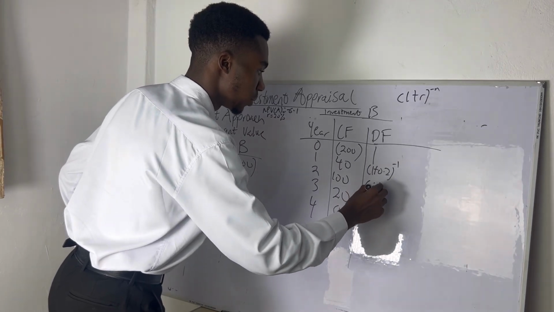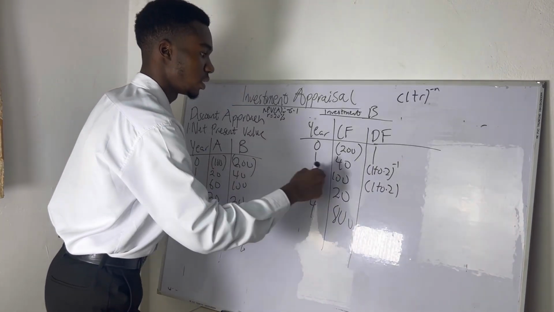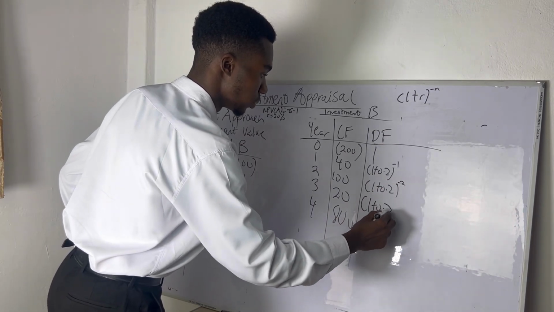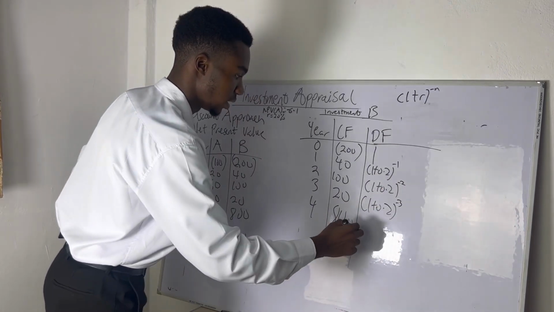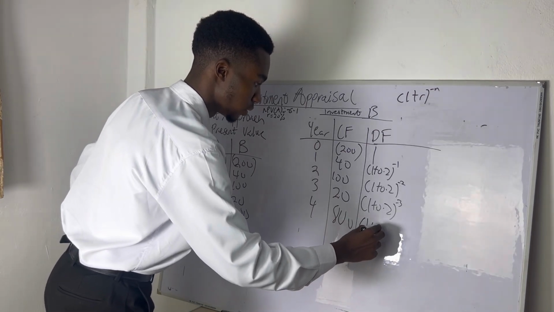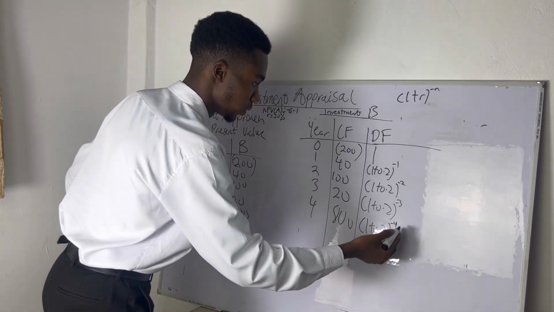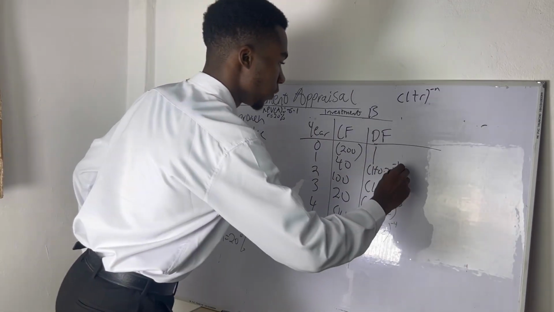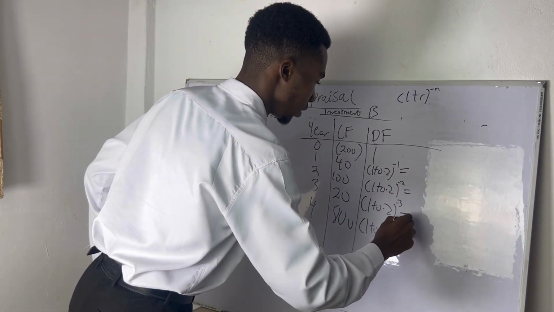So here is 1 plus 0.2 exponent negative 2. Because the second, then 1 plus 0.2 is a negative 3 because it's the third year. And 1 plus 0.2 exponent negative 4 because it's the fourth year. So exponent the year that you are in at that time. So we've already solved for them. So let's check the values.